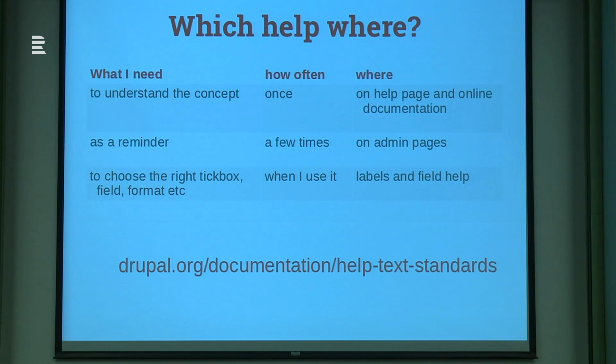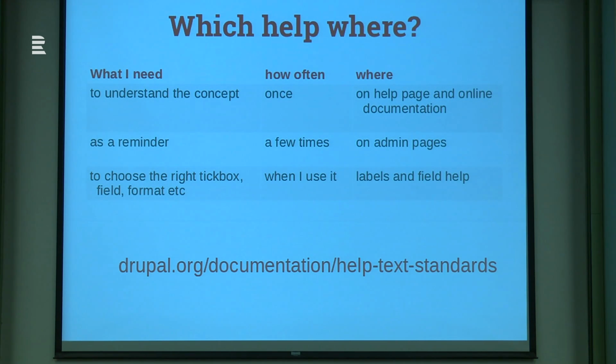And then you have the kind of short help that gives you the right format in which to put something in there, or what this tick box actually is for. And that's the kind of help you need every time you actually use a form or configuration. So that needs to go into the labels and the actual help text underneath the field.